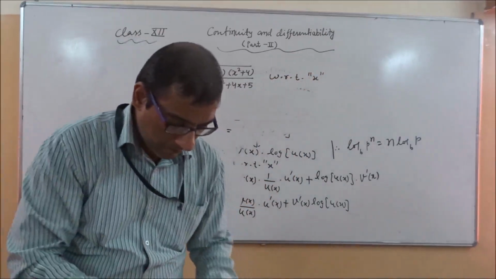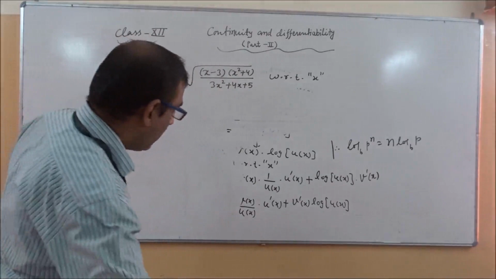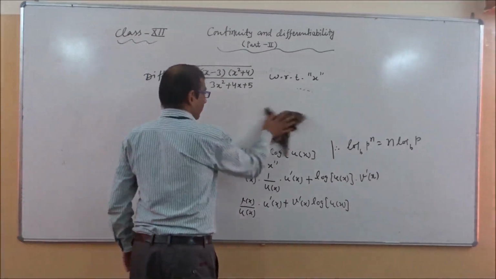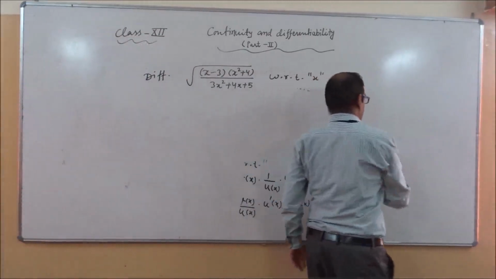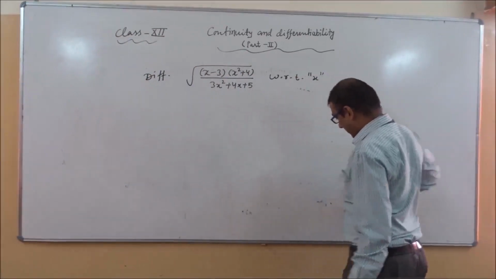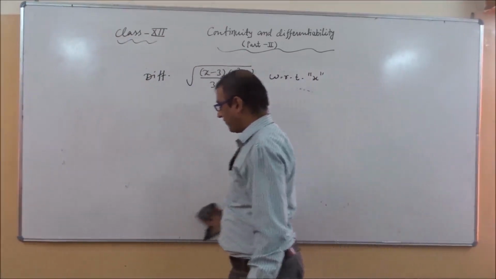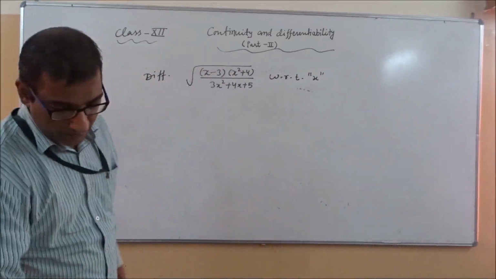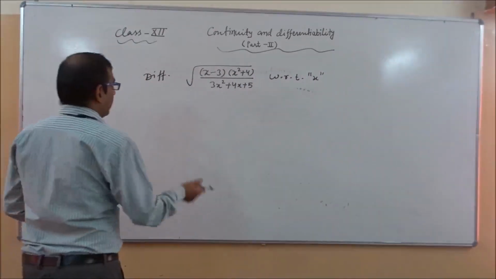So the function is given to us under a root. How will we solve it? First we will start with let y. After that, we will write this function in the simplest form and continue with the logarithm method.